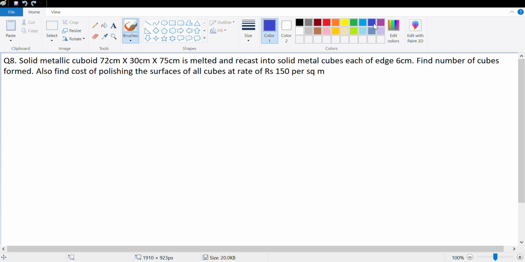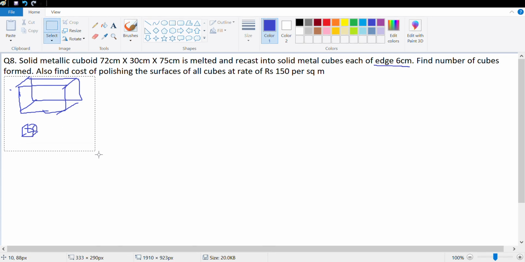Question number 8 says, a solid metallic cuboid of this length, breadth and height is melted and recast into solid metal cubes of each edge 6 centimeter. So we have a big solid cuboid which is being broken up into smaller ones. Each smaller one is a smaller cube. What they want is how many such small cubes will be formed.